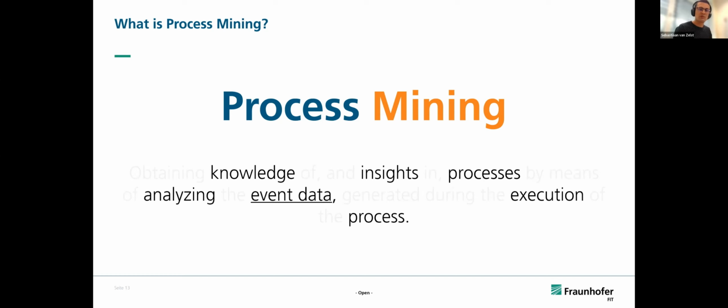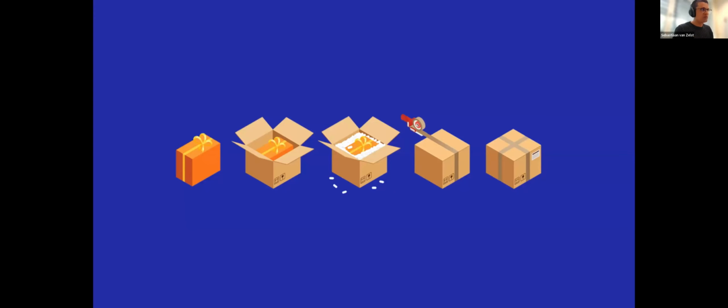So let's focus a bit more on this event data. How does this event data look? To do this, I'm going to use an example. Let's assume that we all co-own a shop. We have a shop and we are in the gift wrapping business. Our business is basically, we get orders for all kinds of gifts that we have in stock, and we just put them in a box, make sure that nothing breaks, and then ship it to our client.